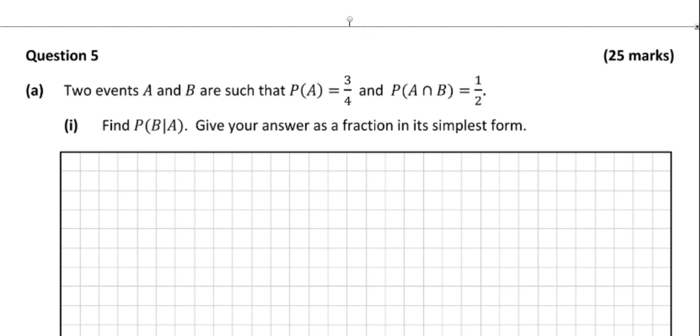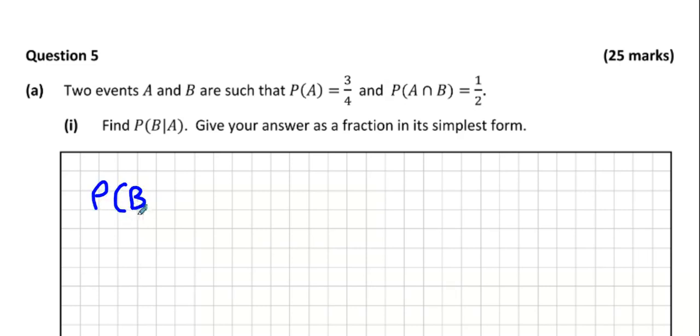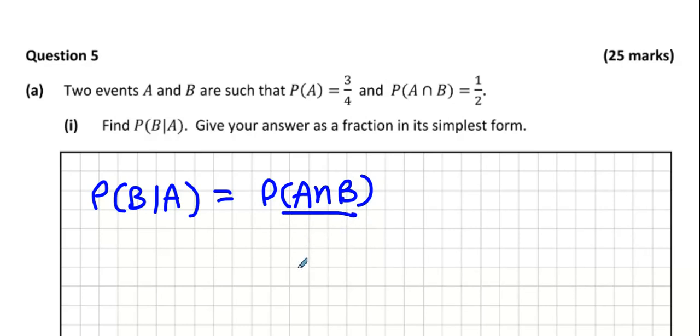The probability of A is 3/4 and the probability of A intersection B is 1/2. Find the probability of B happening given that A has already happened. Everybody happy with that? Now, if I was to look at this, it would be the probability of A intersection B given that A has already occurred.